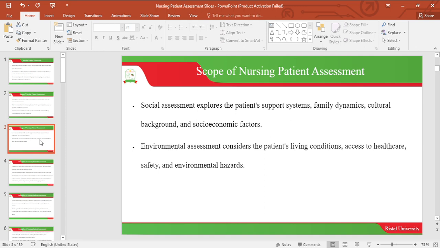When we look at the environmental assessment, it also assesses access to health care, safety, and environmental hazards, because a patient could be living in an environment whereby he is exposed to hazards. For example, patients who live in areas where they are carrying out extracting of oil. Such areas are considered to be hazardous.